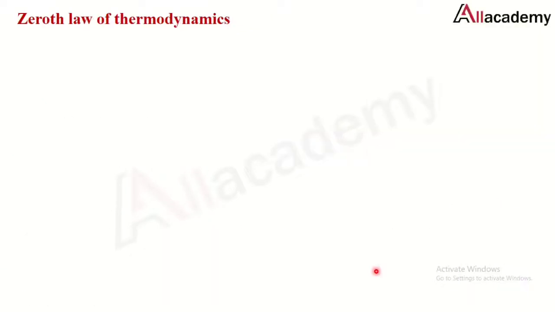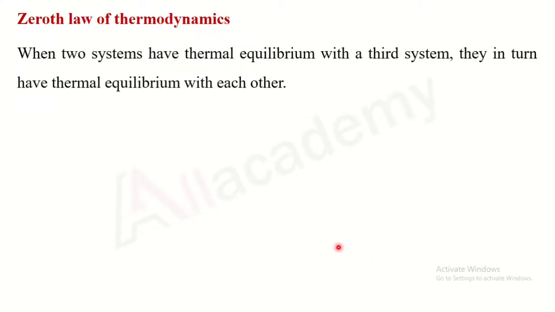Now let us discuss the zeroth law of thermodynamics. This is a basic law of thermodynamics which we study even in class 12 and in the first year of engineering. This is the first law we'll study in thermodynamics. The zeroth law deals with an equilibrium condition of a body. When two systems have a thermal equilibrium with a third system, they in turn have a thermal equilibrium with each other. This is a simple definition of the zeroth law.